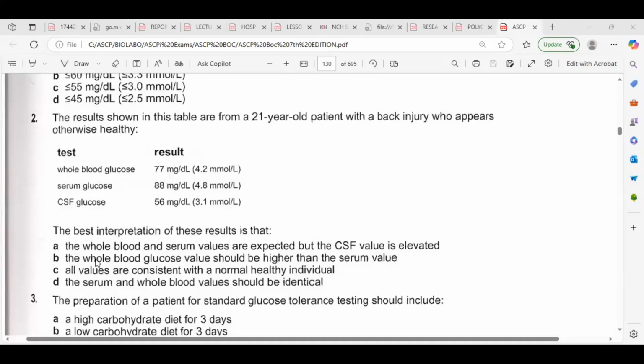Option A says the whole blood and serum values are expected, but the CSF value is elevated. Another option says the whole blood glucose value should be higher than the serum value. Another says all values are consistent with a normal healthy person. And another says the serum and whole blood values should be identical. Who can answer this question? Let's see what they actually want you to know before answering.